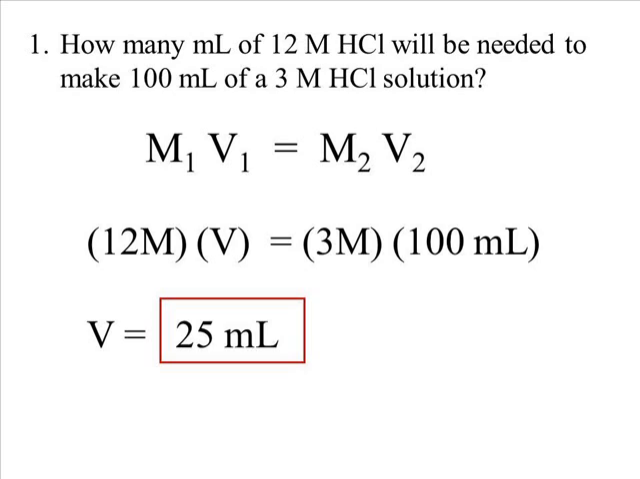So using M1V1 equals M2V2 and plugging in the correct variables, 12 molar is our M1. V1 is what we're looking for. We need to know what volume of 12 molar we're going to need so that when we dilute it to 100 milliliters, we will have made a 3 molar solution. So M2 and V2 are 3 molar and 100 milliliters. Solving algebraically gives us 25 milliliters. This means we need 25 milliliters of 12 molar that we will then dilute to 100 milliliters, and we will have made a 3 molar solution.